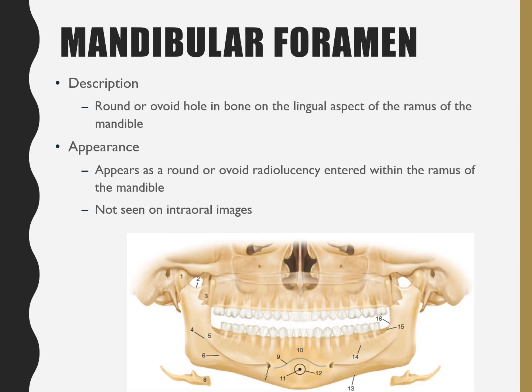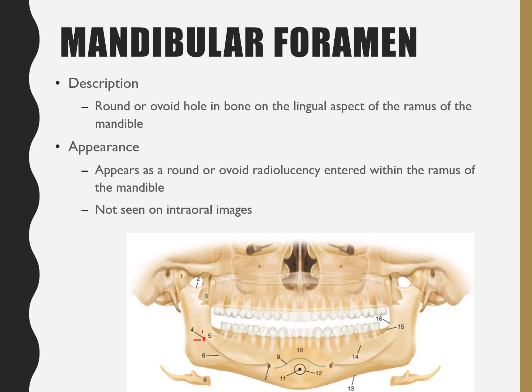The mandibular foramen, this is number 4 right here. You can see it's at the top of where this little line starts, right? We'll talk about the little line later. But anyway, number 4 is a little tiny hole right here. It's on the inside. It's on the lingual aspect, okay? It is a round or ovoid hole in bone. Anytime we see the word foramen, that's what it is. And it's on the lingual aspect of the ramus of the mandible. It is where the mandibular nerve enters the mandible.